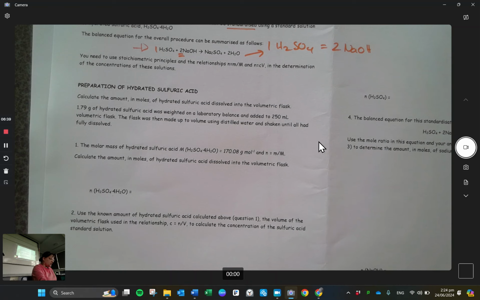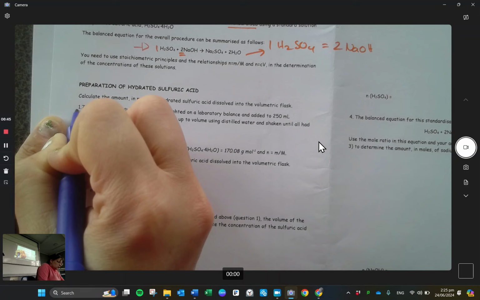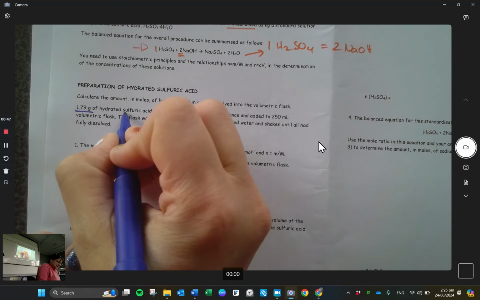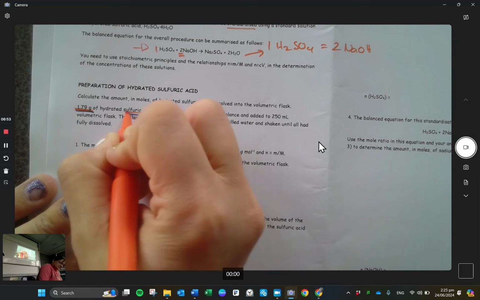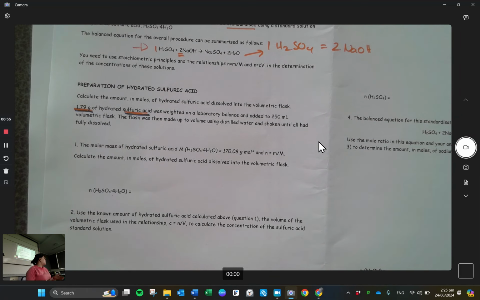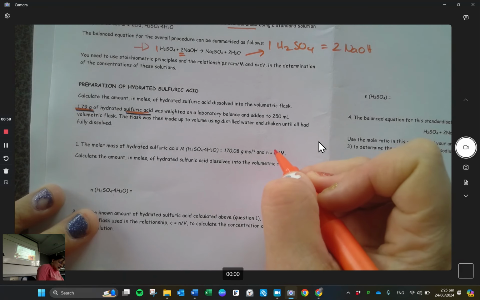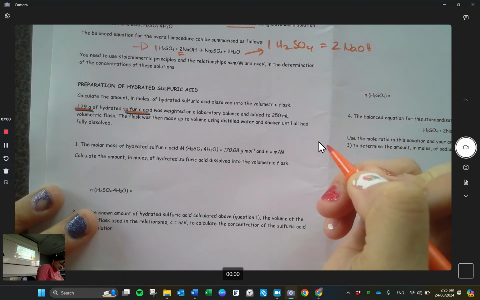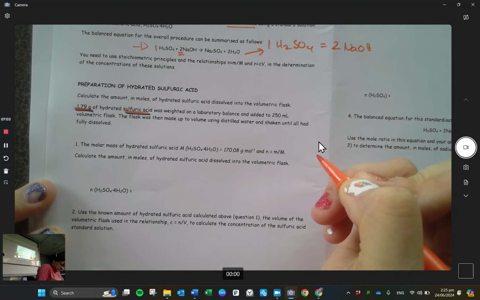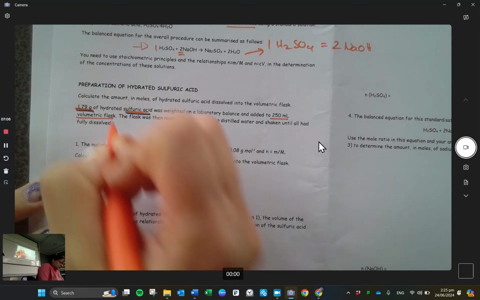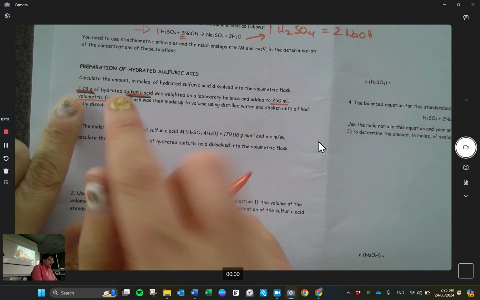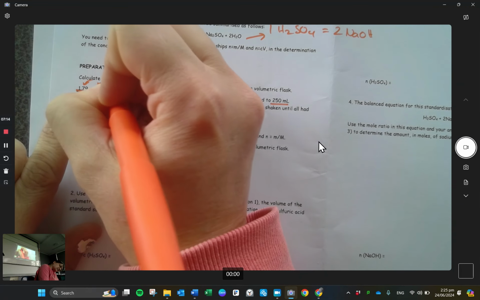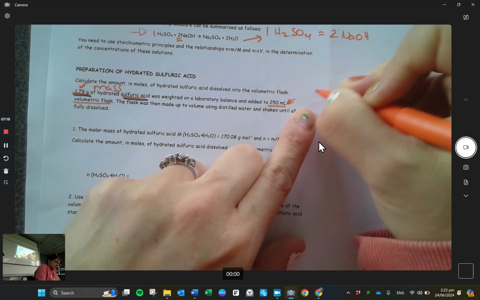When I prepare this sulfuric acid, what I have done is I have taken 1.79 grams of my sulfuric acid. I'll do this in orange because that's showing you processing. I weighed it on a laboratory balance, added 250 mL of water, and shook it until it was fully dissolved. So this here is my mass, and this here is my volume.